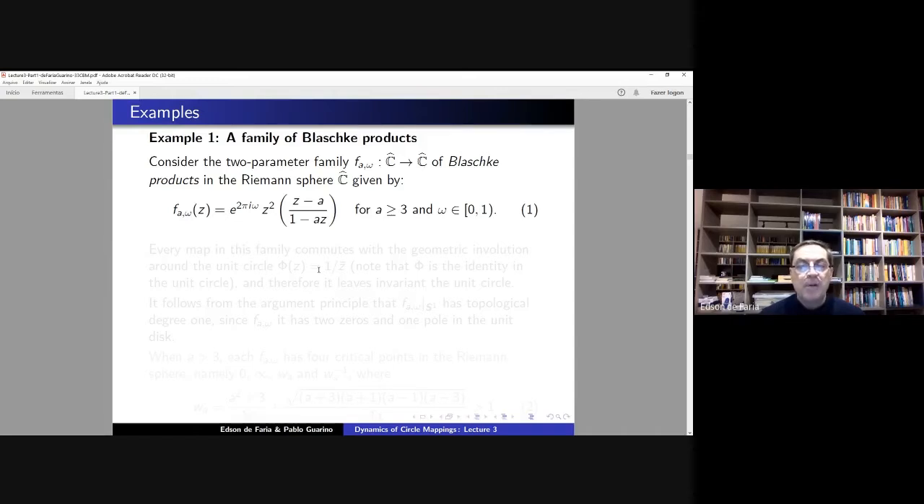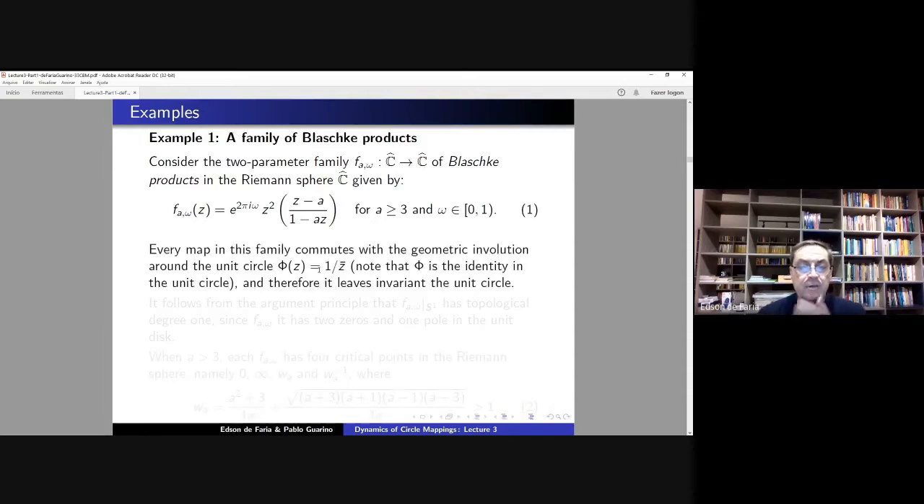If a were complex, in order to have a Blaschke product there, the term in between parentheses would have to be (z minus a) divided by (1 minus a bar z). But here, since a is real, I don't need to put the complex conjugate on top of a.